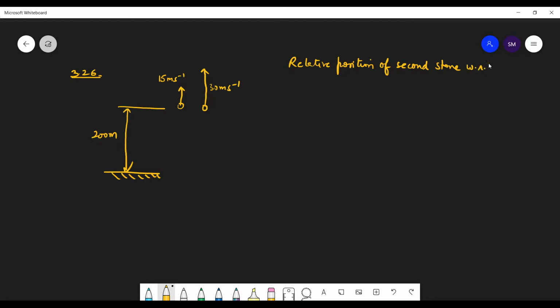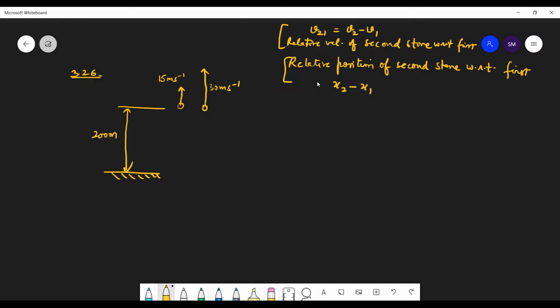with respect to the first. This is something like we have studied in relative velocity. The relative velocity of the second stone with respect to the first, what will it be? V2 minus V1. Similarly, the relative position of the second stone with respect to the first stone will be x2 minus x1.